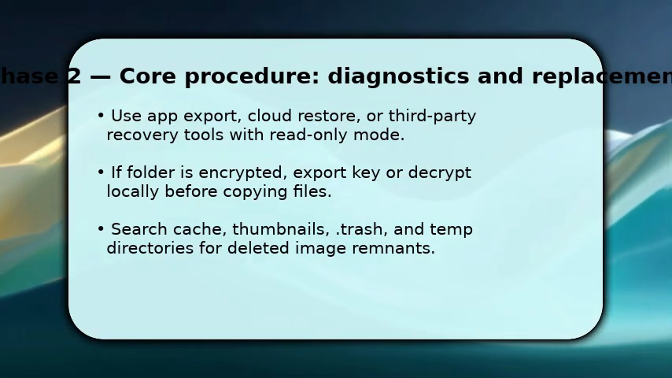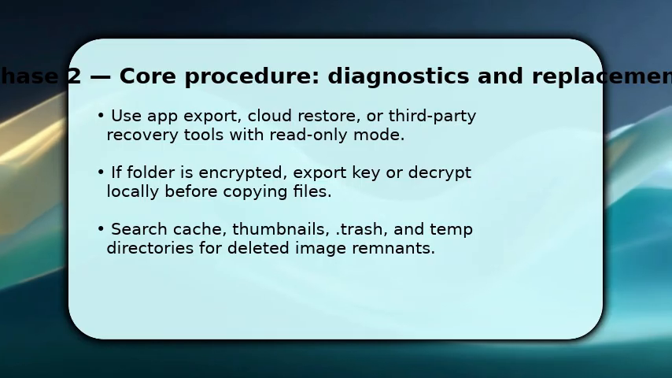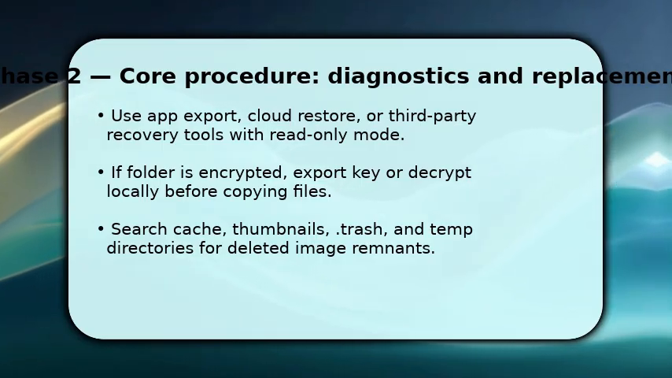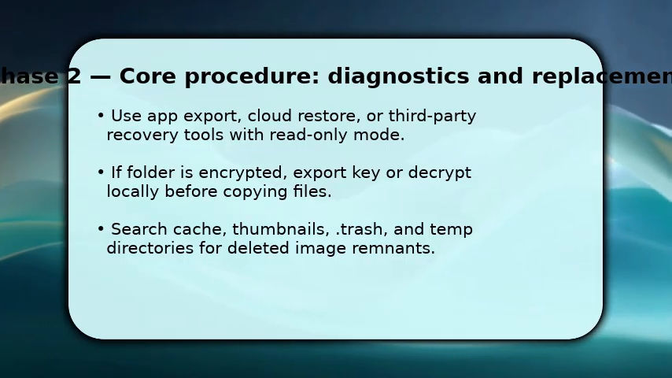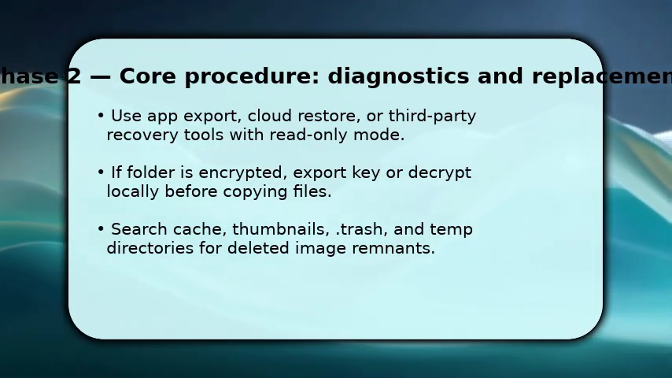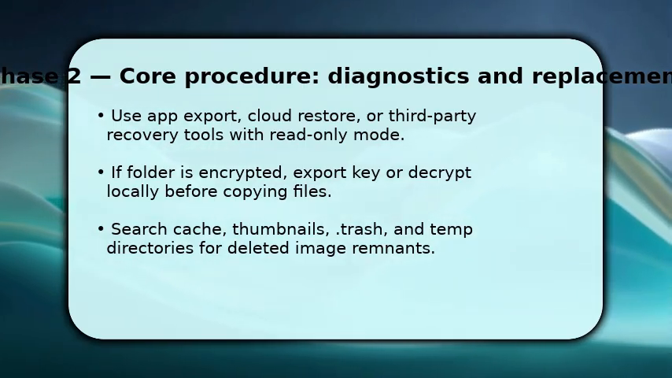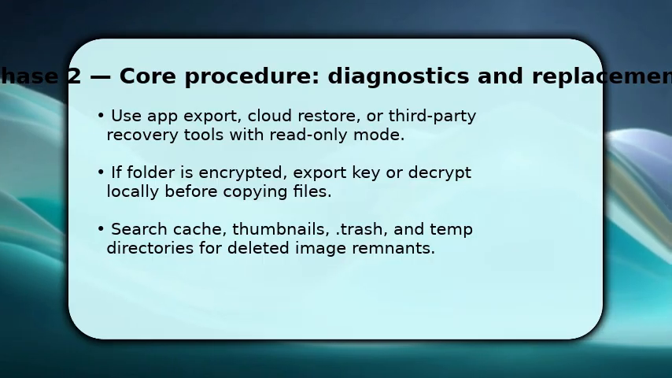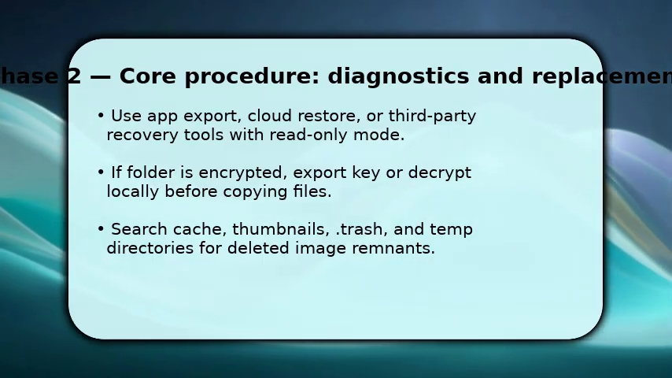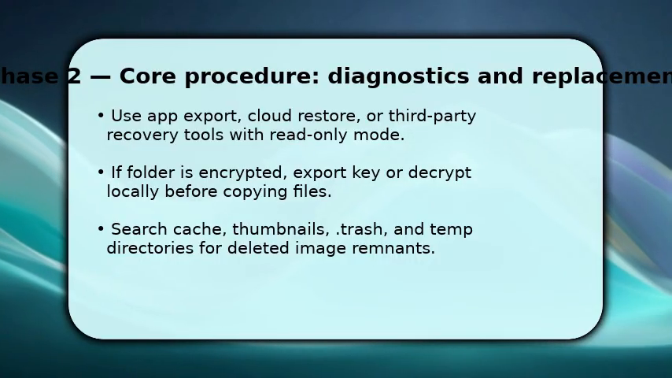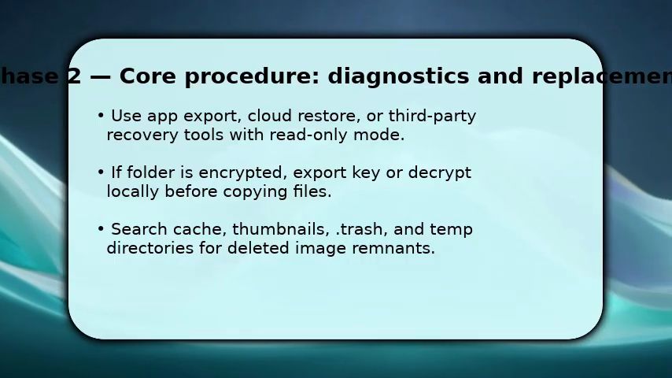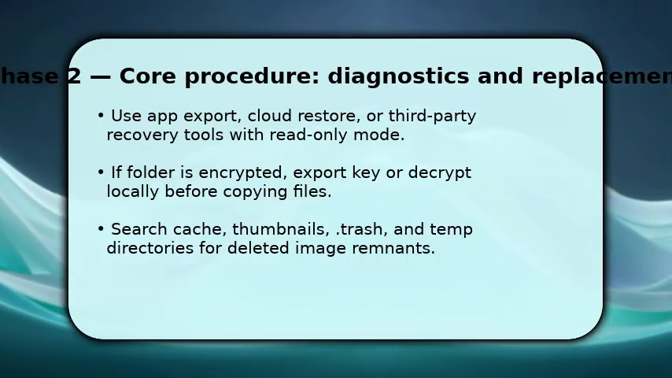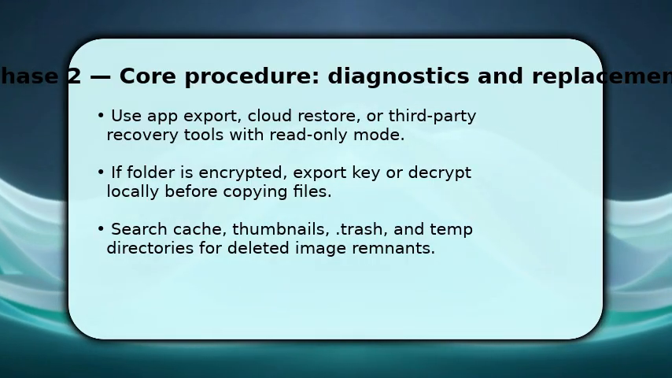Try the app's export or cloud restore before deeper tools because it preserves metadata and is safest. If the folder is encrypted, export the encryption key or decrypt locally so you can copy intact files. Do not write to the same storage. When those fail, use a reputable recovery tool in read-only mode to scan cache, thumbnails, and trash. Once you locate files, copy them to a separate drive to avoid overwriting recoverable data.